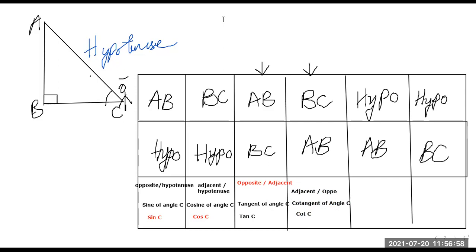Now the fifth combination is hypotenuse. Our time is getting finished. We'll have just 1 minute. Now hypotenuse upon AB. Hypotenuse upon opposite side. What do we call this one? This is called cosecant of angle C. Simply इसको याद रखेंगे अपन cosec C.